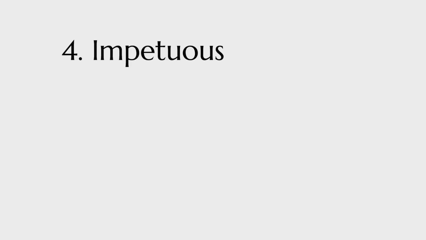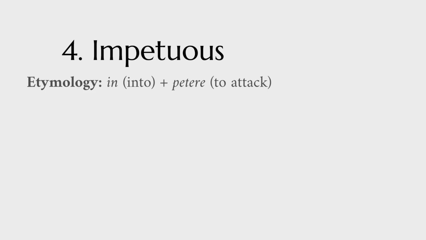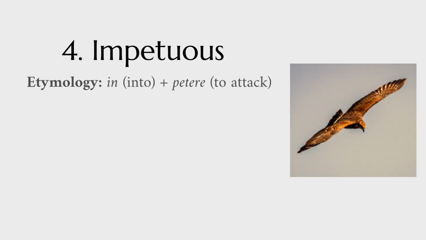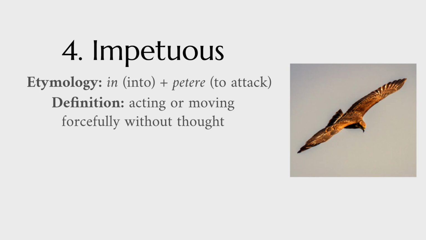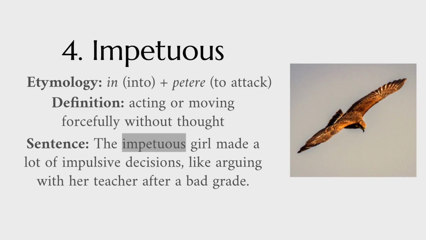Number 4 is impetuous. Impetuous comes from in plus petere, which means to attack. So you're kind of attacking into something, and that's clear with this picture of a bird as it dives. It's attacking its prey. And the definition means to act or move forcefully without thought. So you're kind of just going into something, attacking something without thinking about it. And the sentence is, the impetuous girl made a lot of impulsive decisions, like arguing with her teacher after a bad grade. So she's kind of just going into this fight without really thinking about it beforehand.